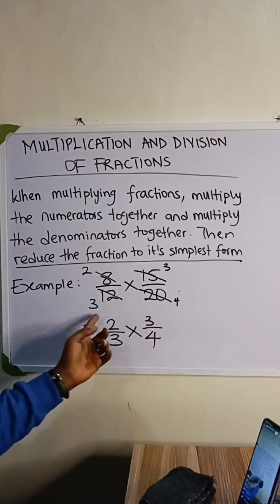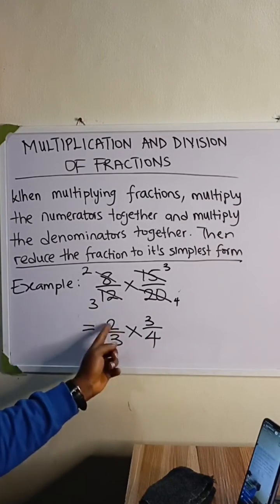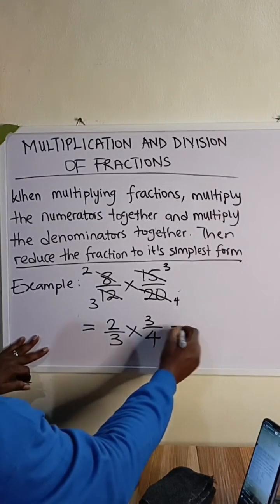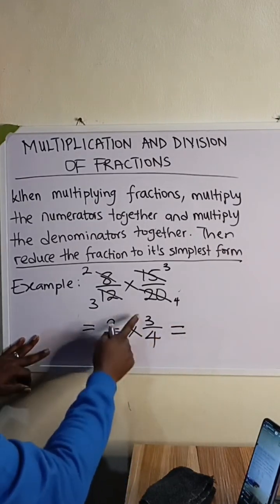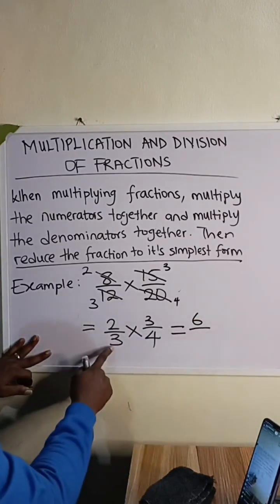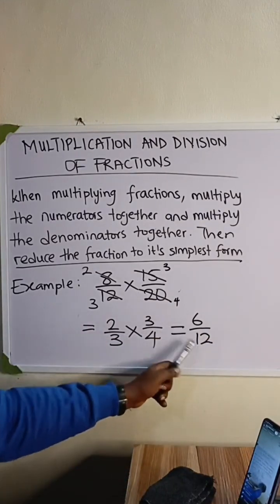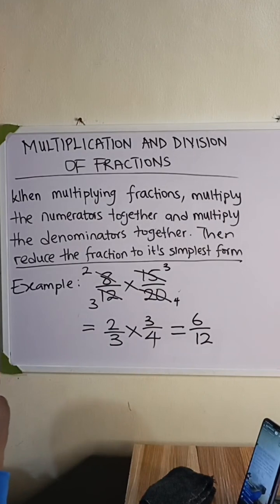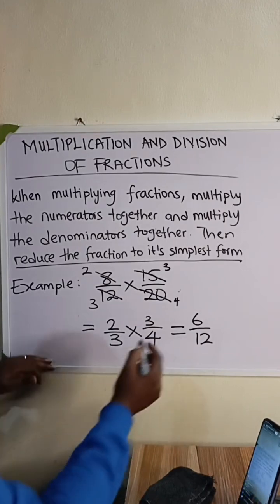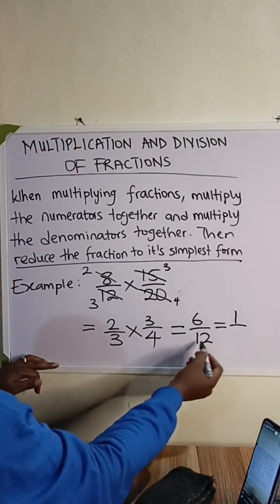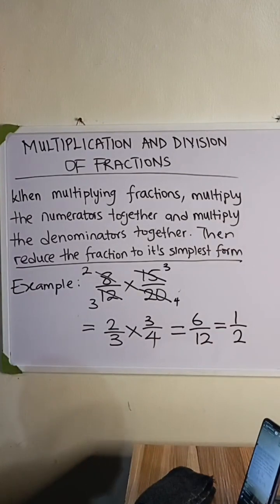We can go further to reduce it again because we can go this way. 2 and 4. 2 can divide, right? But let's not bother about that. 2 times 3 gives us 6 all over 3 times 4 gives us 12. So we have 6 all over 12. But 6 can divide both 6 and 12. 6 divided by 6, 1. 12 divided by 6, 2. So our final answer is 1 over 2.